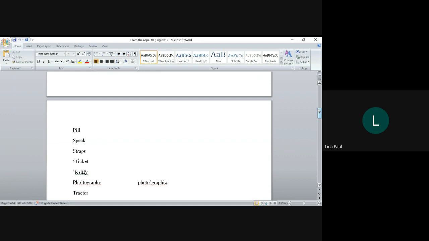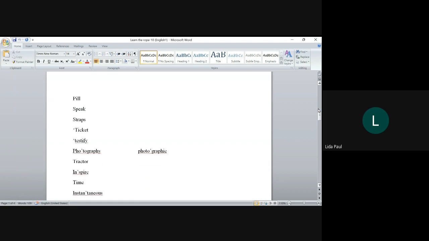Next one, straps. Non-aspirated. Same reason, right? The syllable is stressed, but the ter that you see in the word does not appear in the beginning of the stress syllable. We don't do ticket, testify, photography, tractor. This we'll do tomorrow because I haven't discussed the stress with you, but then I think we can because I've already marked the stress for all the words here.